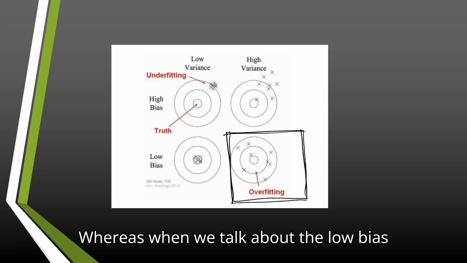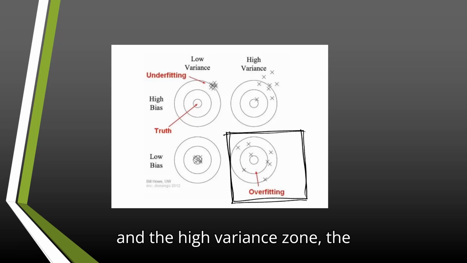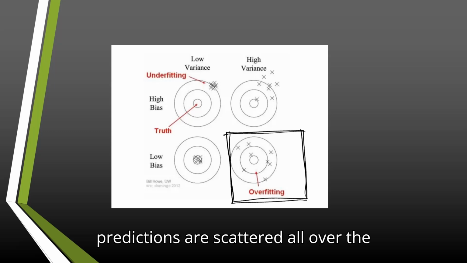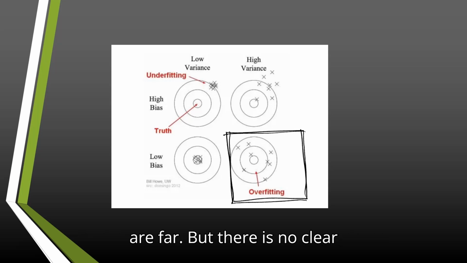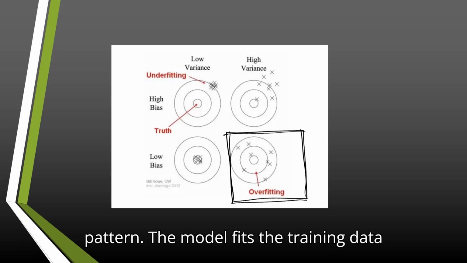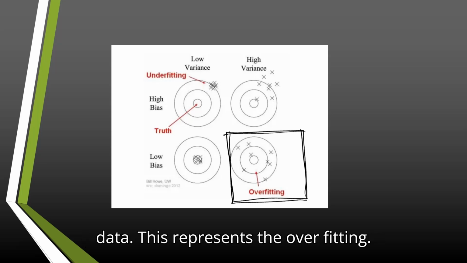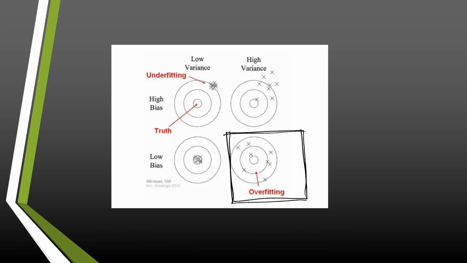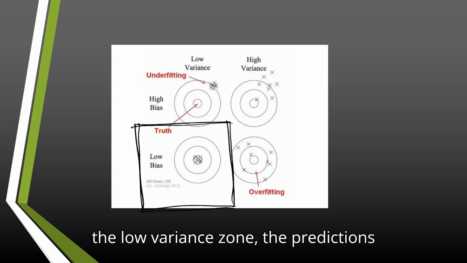Whereas when we talk about the low bias and the high variance zone, the predictions are scattered all over the board. Some are near the bullseye, some are far, but there is no clear pattern. The model fits the training data too well but performs poorly on the new data. This represents the overfitting.